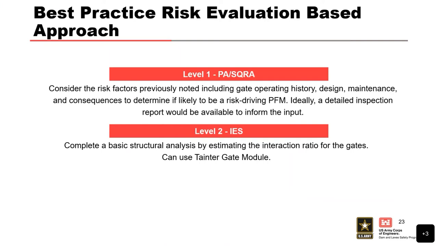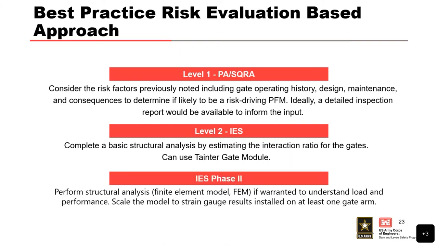So then if there are still concerns, you'll move into a level three, which is this phase two IES. And this is where you're performing more of the 3D finite element analysis, to better understand the loads and the performance of the gates. This also says that ideally you scale the model to strain gauge results that are installed on at least one gate arm. I'd be curious if that typically happens or not, but it'd be a great idea to get a feel for what the trunnion friction may be, because that is one of the components that it's really hard to determine what the actual friction is on these gates.